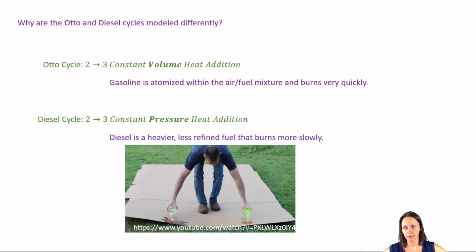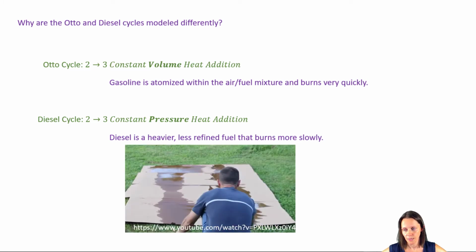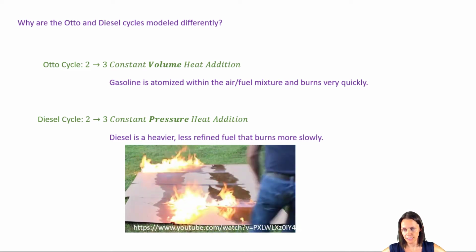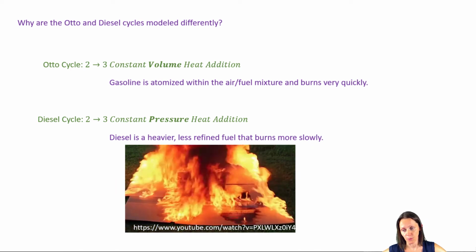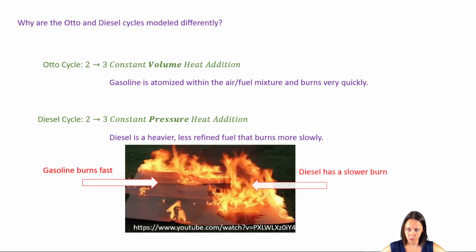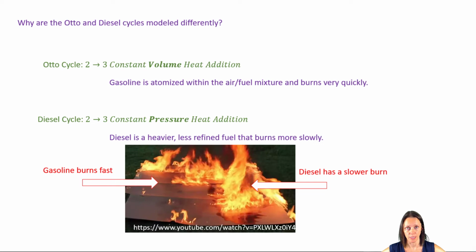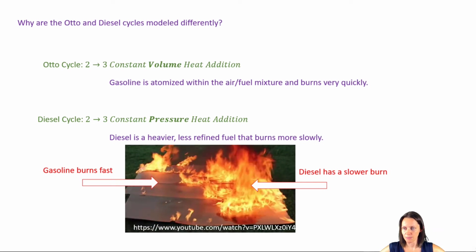So what you're going to see here, this guy's got diesel on the right and gasoline on the left, and he's going to soak the cardboard, and we're going to see which one burns faster. So he's going to light it on fire. Gasoline's on the left, diesel's on the right. And what you're going to see is that the gasoline lights up really quick. It burns very, very quickly. Diesel burns too, but it doesn't light as quick. However, it does burn a lot more slowly. So the burn is longer, essentially.